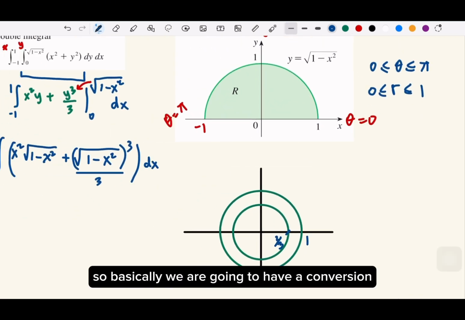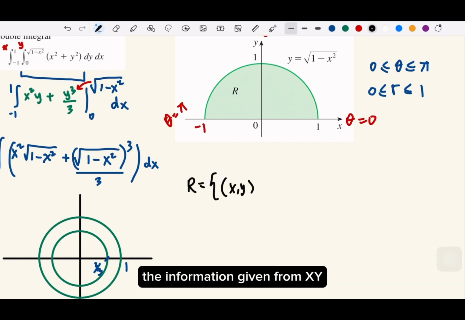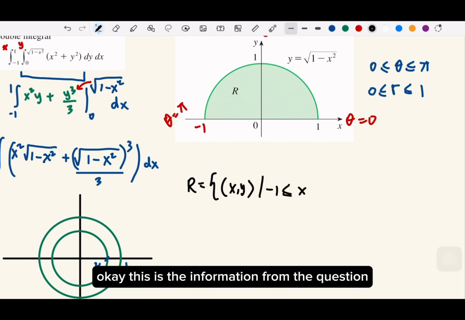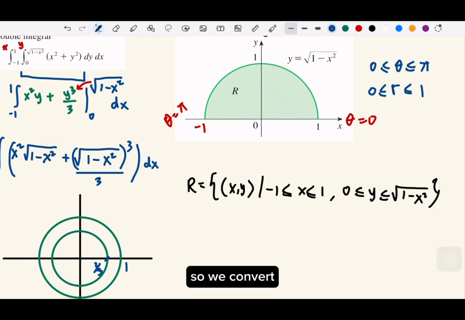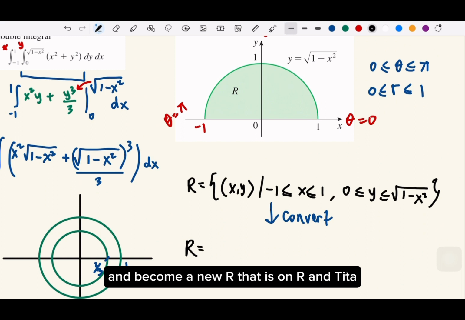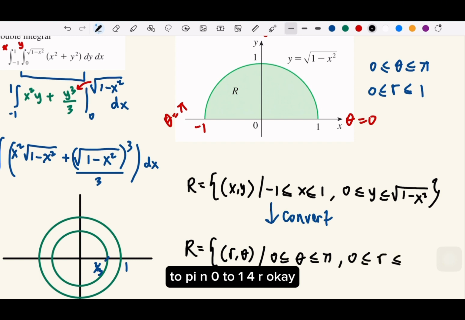So basically, we are going to have a conversion. So let me write here. First is the definition from the information given in xy. Okay, this is the information from the question. Right, and then we convert. So we convert and become a new region in r and theta. And this will be from 0 to pi for theta and 0 to 1 for r.